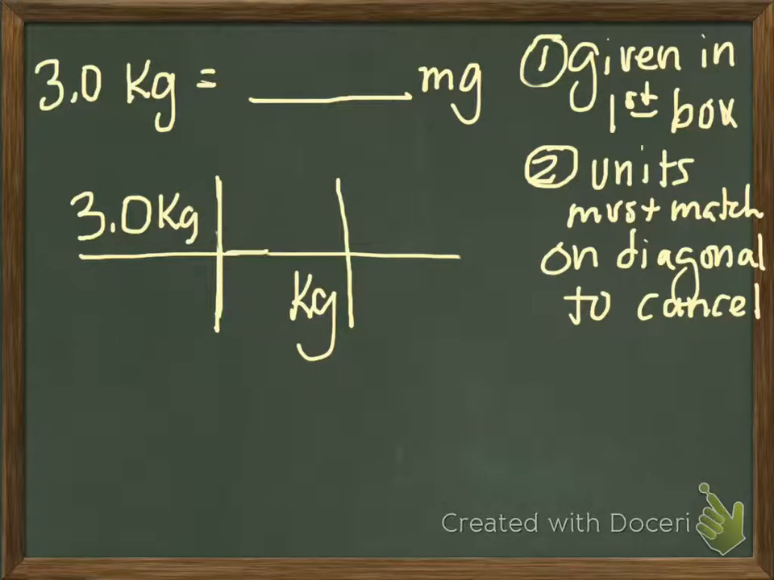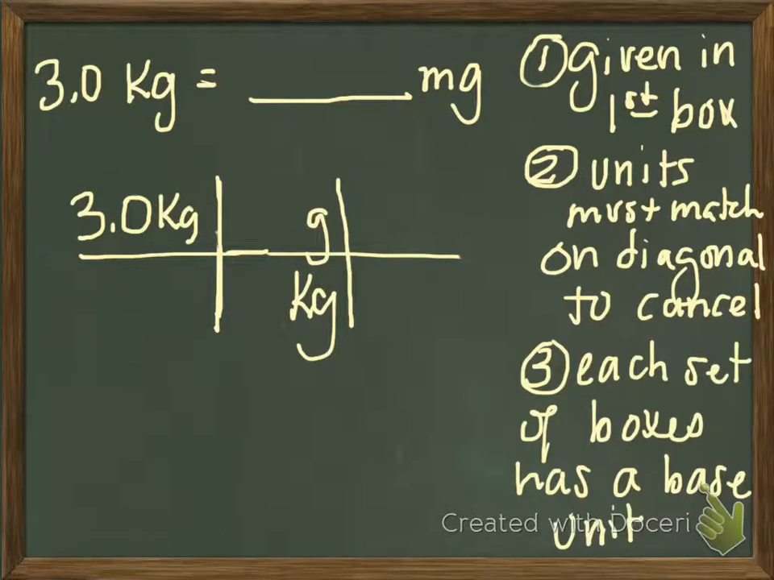The third rule is that whenever we're doing a conversion, whether we're starting with something very large and going to something very small, or just moving from one small unit to another, whatever we're doing, we're always going to have a base unit in every single set of boxes. So, since we're in kilograms and we're going to milligrams, the metric base unit that we're using here is the gram. Each of your boxes will have a unit with a prefix and a base unit.